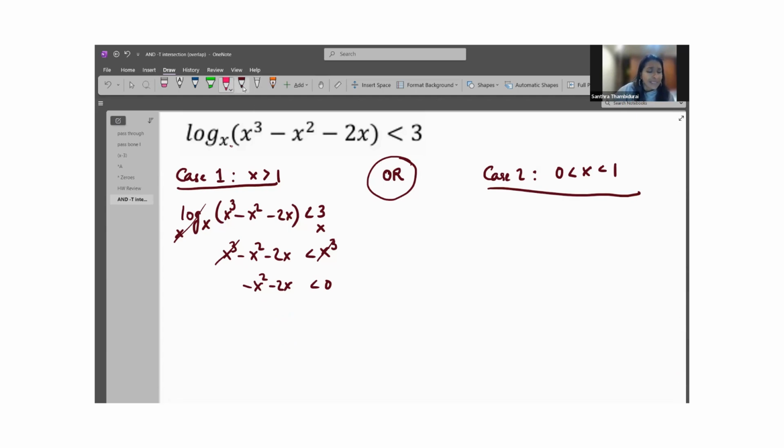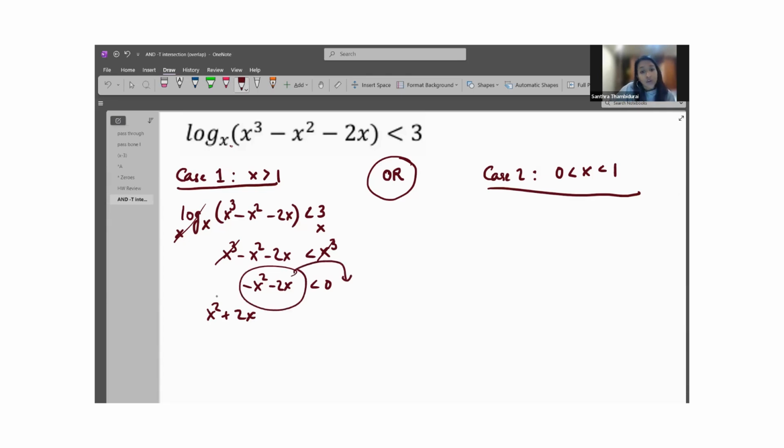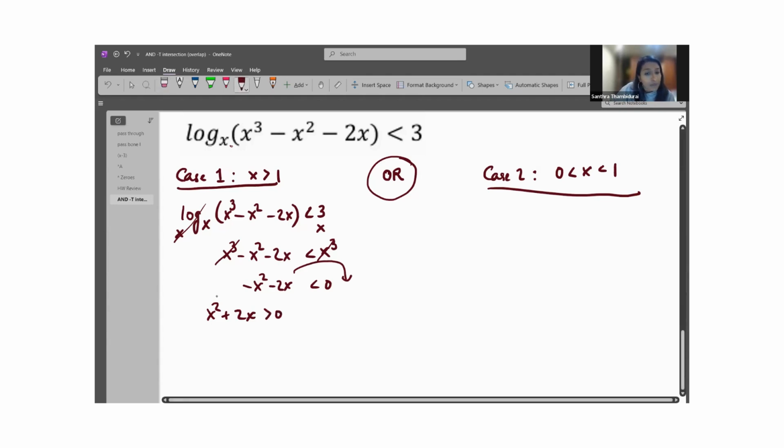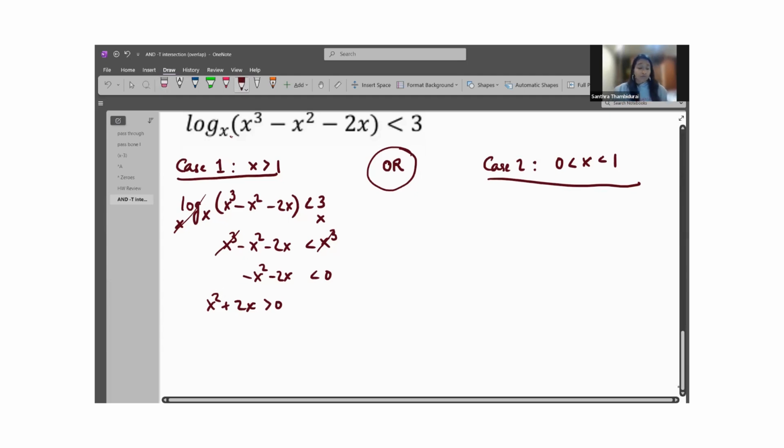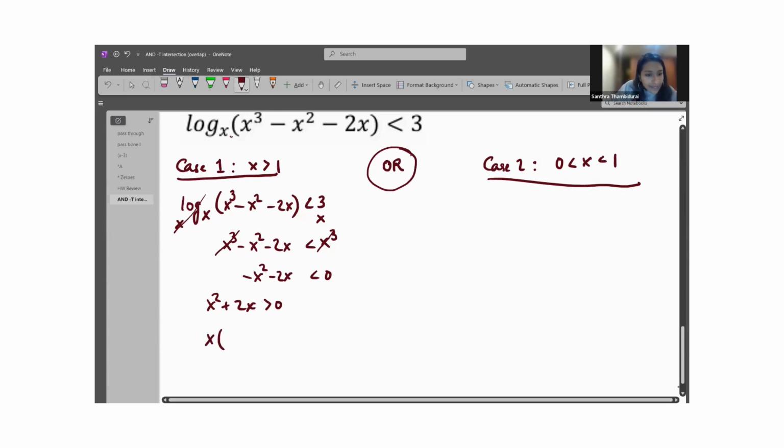And so I'm going to get that inequality as x squared plus 2x. I added x squared to the other side, added 2x to the other side. So these are now here. So this is really x squared plus 2x is greater than 0. If you have questions on why that's the case, comment below and I can explain it. But your answers will be different if you don't take care of that. So now take the x out, you're going to get x times x plus 2 is greater than 0.